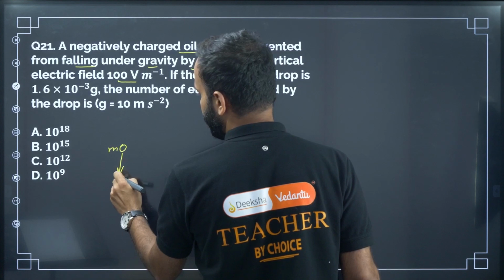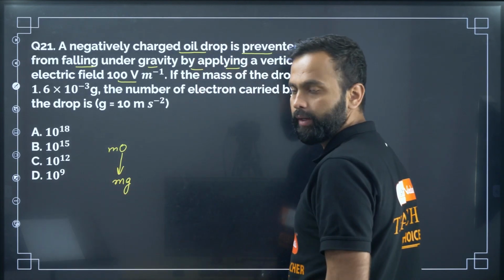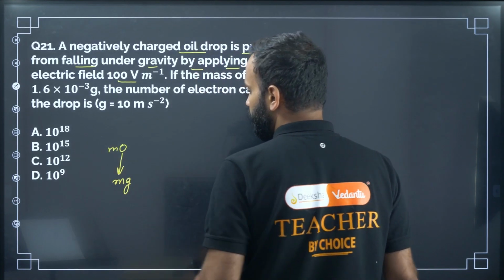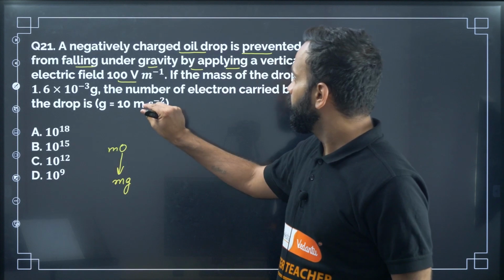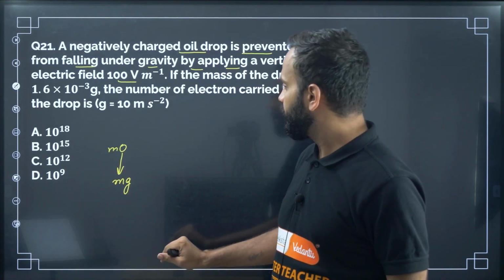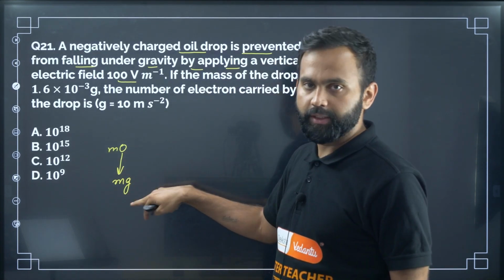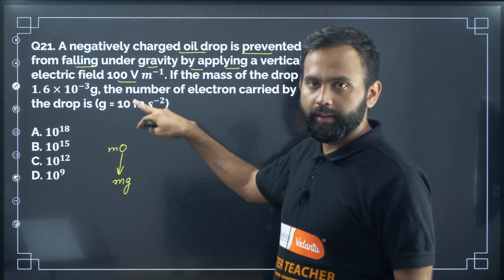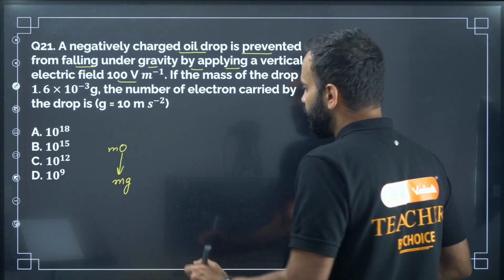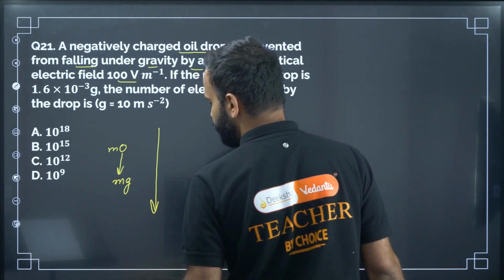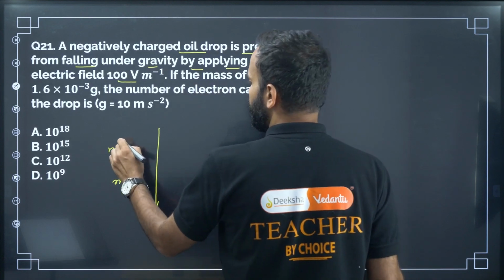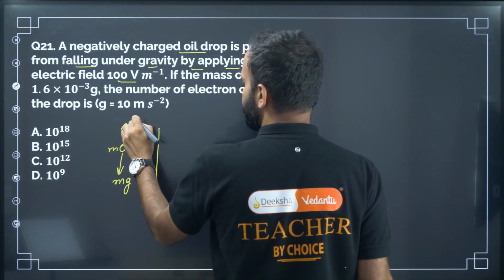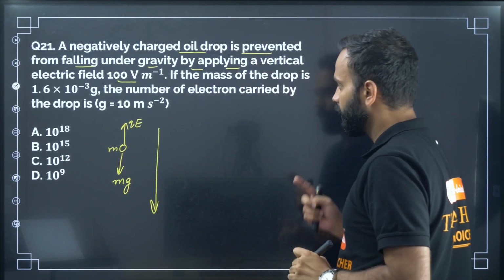The force due to gravity acting on this oil is mg. Here it is prevented from falling under gravity. That is, this force mg is balanced by the electric force, right? So the direction of the electric field must be downwards. So this is the direction of the electric force QE.